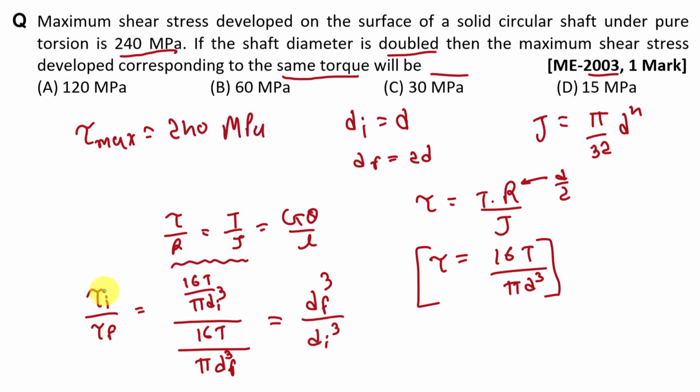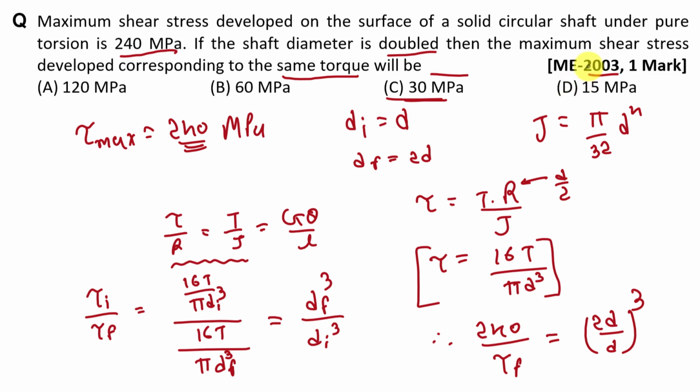And here we have the value of initial maximum shear stress, that is 240 megapascal, right? So we can say that 240 divided by tau final is equal to d final, that is 2d, divided by initial diameter d, raised to 3, right? So from here if you find tau final, then you will get the value 30 megapascal. So here our answer will be option C. This question is for 1 mark.